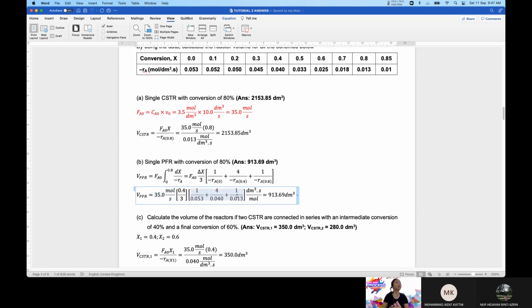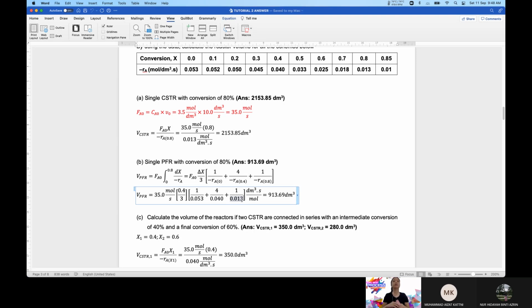Then in the bracket, tengoklah apabila X saya kosong, daripada table, minus RA saya 0.053. Okay. When my X is 0.4, minus RA 0.040. When my X is 0.8, minus RA 0.013. So you put inside the equation, you calculate, okay, again, try about unit cancellation. You should get the answer 913.69.